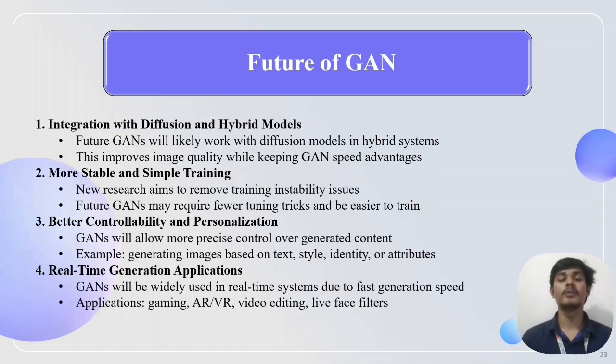Now I will talk about the future of GAN. Firstly, integration with diffusion and hybrid models. Future systems will combine GAN speed with diffusion models. Secondly, more stable and simple training. Researchers aim to reduce the complexity of GAN. Thirdly, better controllability and personalization. Users will have more precise control over generated content. Fourth, real-time generation applications. GAN will be used widely in gaming, AR, VR, video editing, etc.